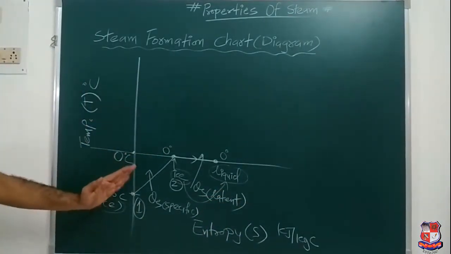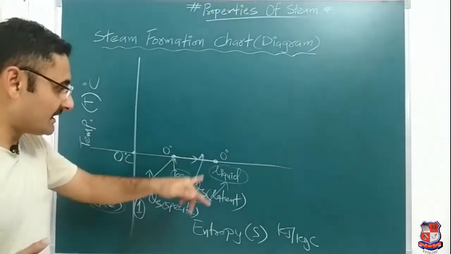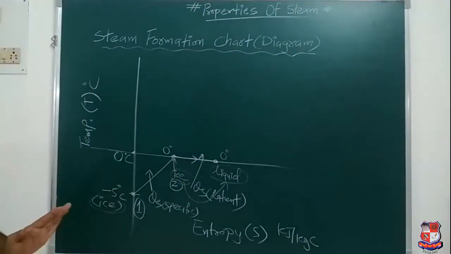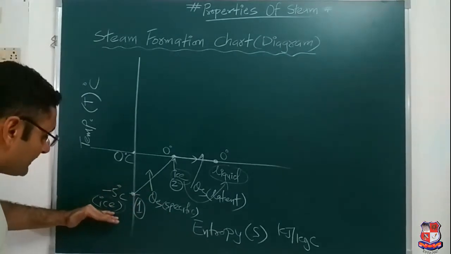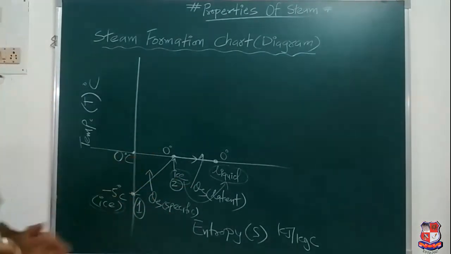Latent heat means what? It is the amount of heat required for what purpose? To change ice to liquid, to change the phase of the substance. And sensible or specific heat will do what? It will not change the phase of the substance. Ice will remain ice, but the temperature is increased.